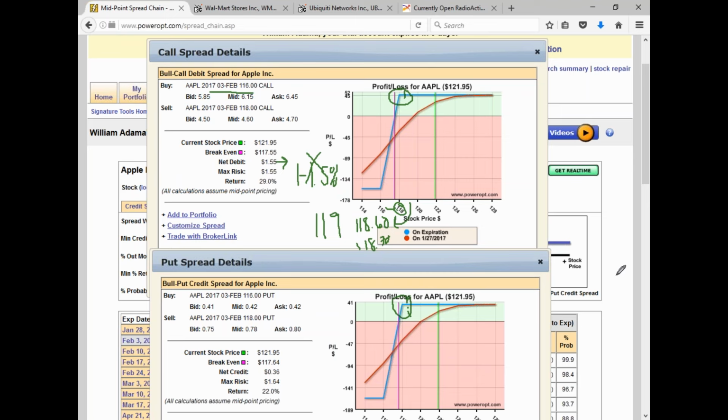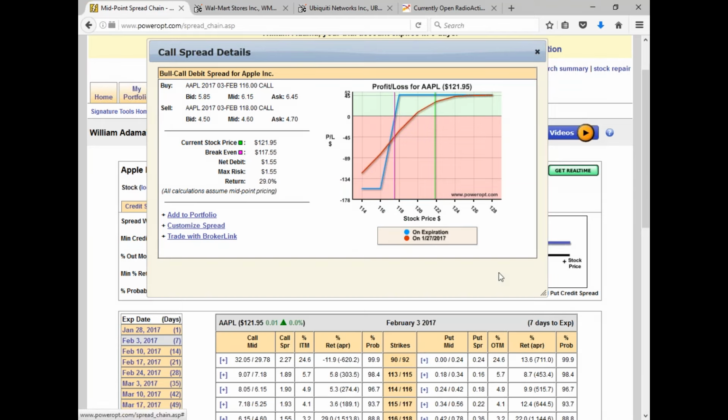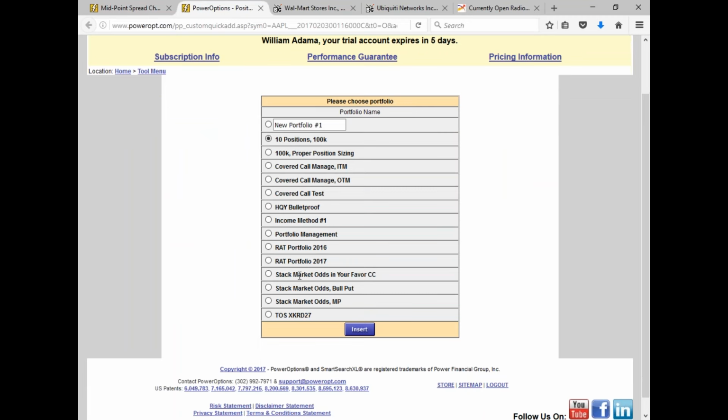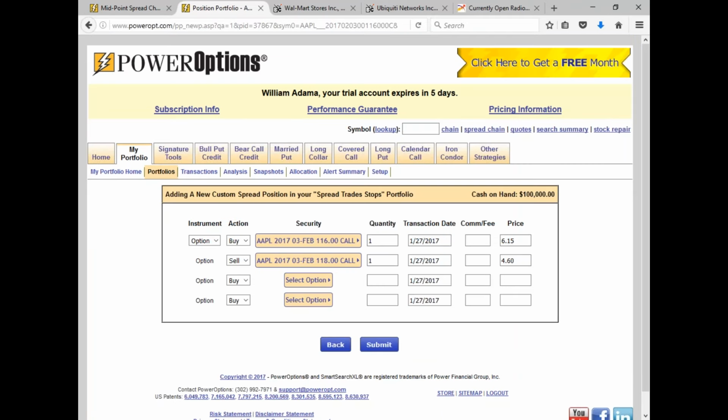Now I'm going to enter the bull call into our portfolio, and I'm going to illustrate this a little bit more for James. So let's add our bull call debit spread. What I'm going to show you is the same thing I'd use for a bull put. We'll just put it in here. We'll put it in spread trades, stops.